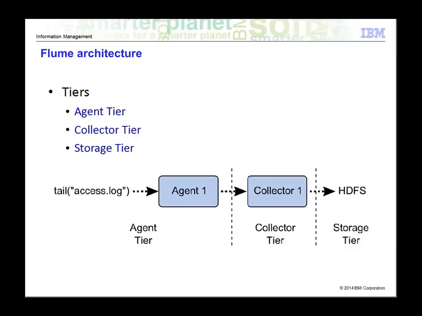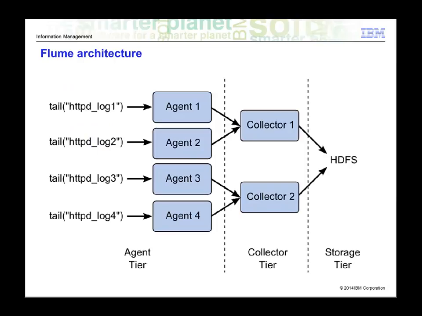Most production Flume deployments have a three-tier design. The agent tier consists of Flume agents co-located with the source of the data that is to be moved. The collector tier consists of perhaps multiple collectors, each of which collects data coming in from multiple agents and forwards it onto the storage tier, which may consist of a file system such as HDFS. Here's an example of such a design.